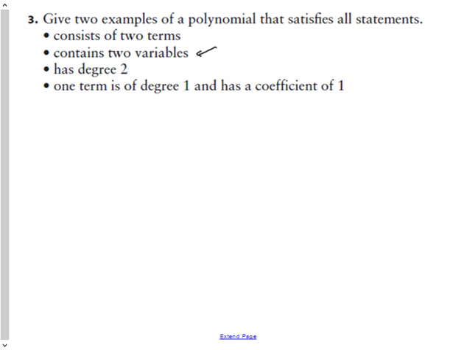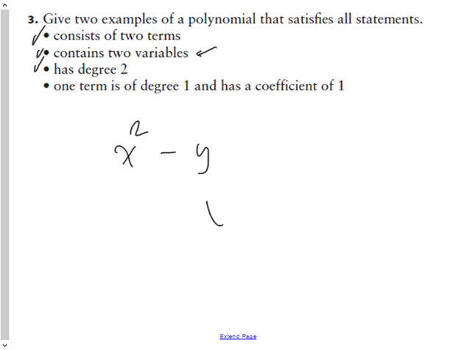So let's try this first. Let's go with x squared minus y. Let's just try this one first. Does it have 2 terms? Yes, it does. It has an x squared and it has a y. Does it contain 2 variables? Yes, it does. Does this particular binomial have a degree of 2? Yes, it does, because the x squared has a 2, the y has a 1, therefore the entire polynomial has a degree of 2. 1 term is of degree 1.